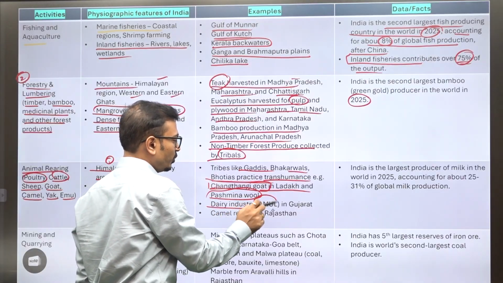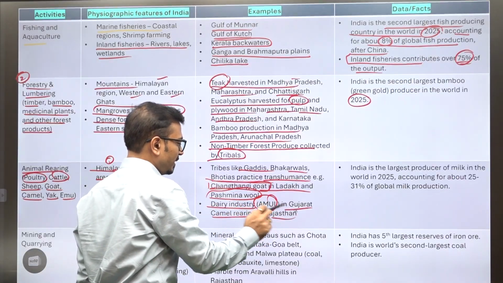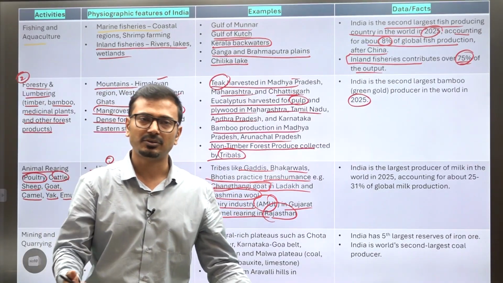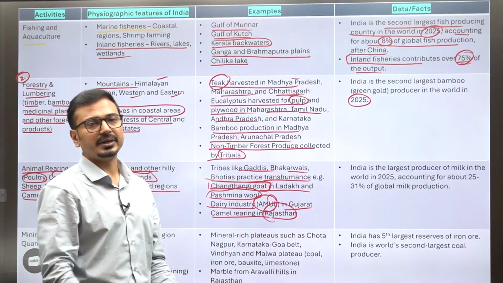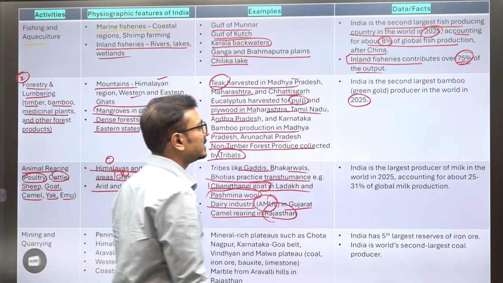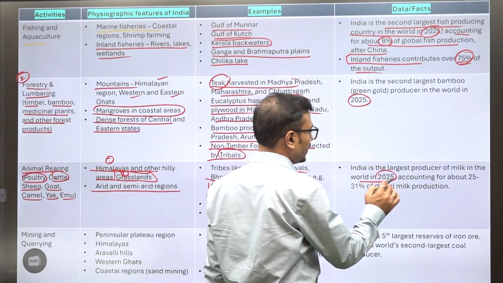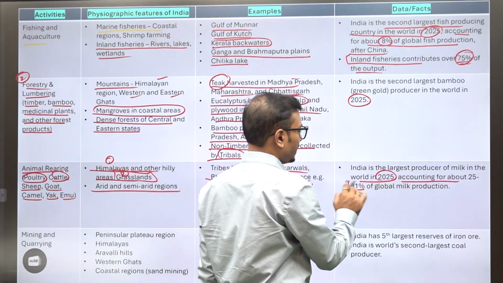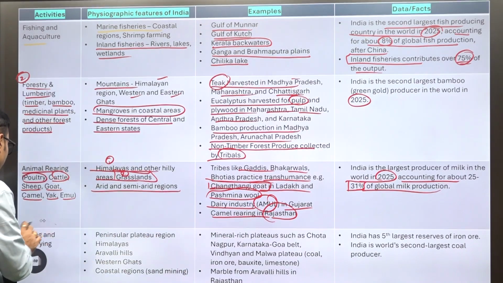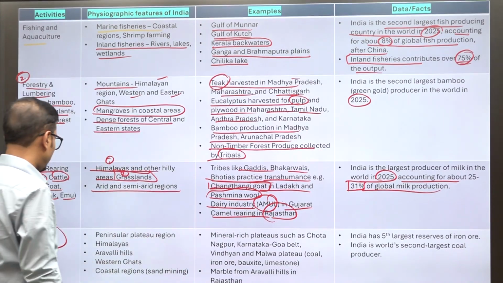Dairy industry, Amul in Gujarat, camel rearing in Rajasthan, all these examples, and cattle, yes, cattle rearing is done throughout India. So no need to specifically mention poultry, cattle industry and all. India is the largest producer of milk in the world in 2025, accounting for around 25 to 30% of global milk production. Again, data.